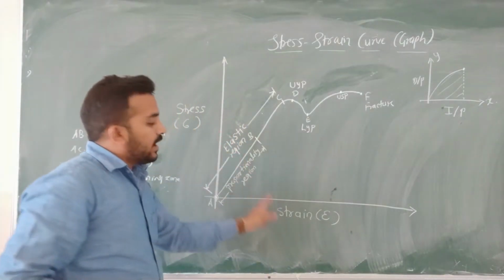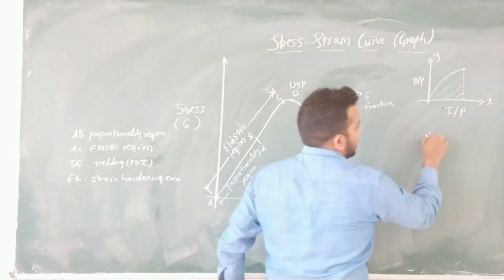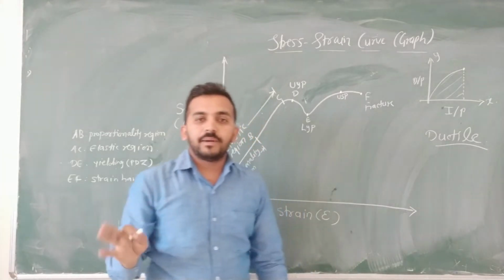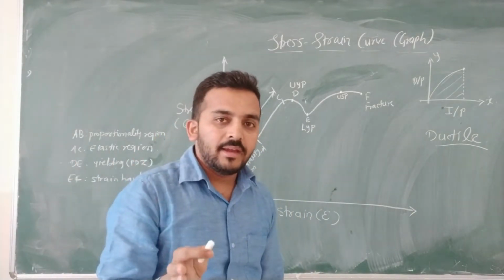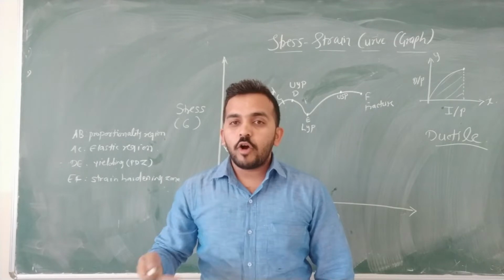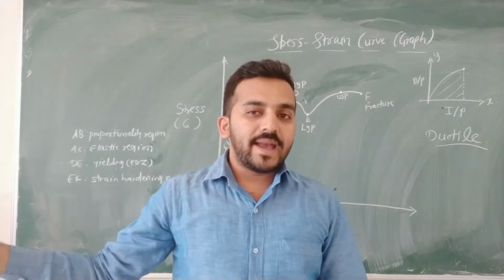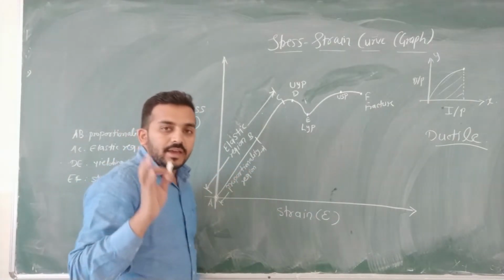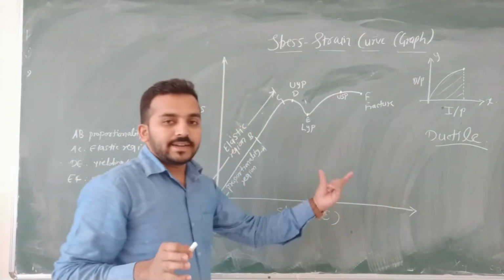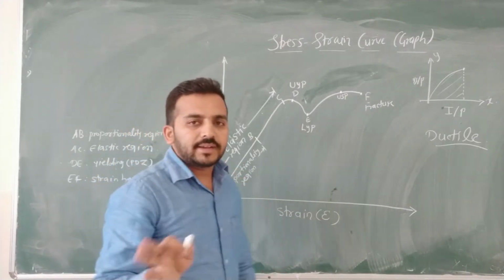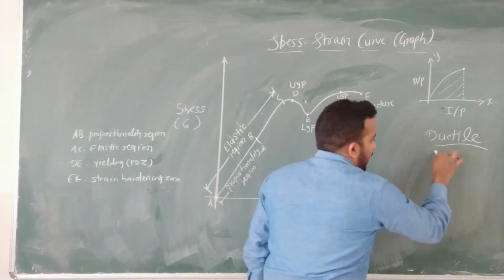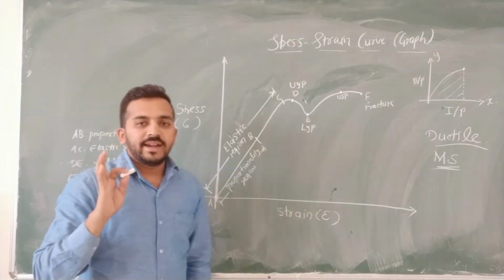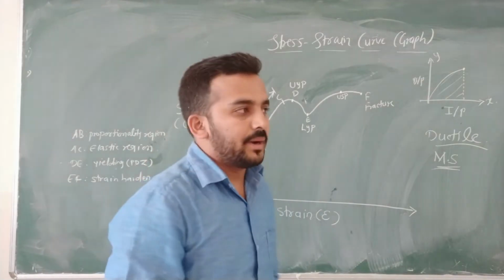Basically, this stress strain curve belongs to ductile materials. Ductility is a property by virtue of which you can deform a material into wires, which is called ductility. So this stress strain curve is useful for ductile materials. The material is mild steel, so it is the stress strain curve of mild steel, which is a ductile material.